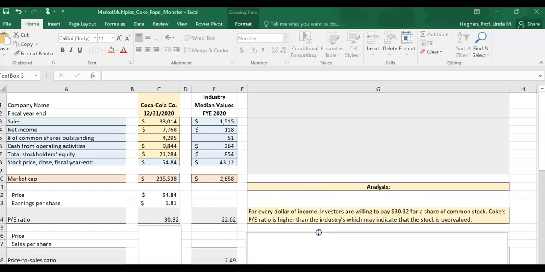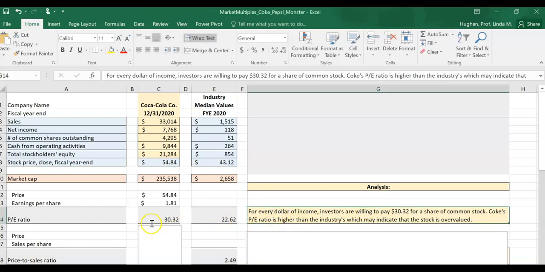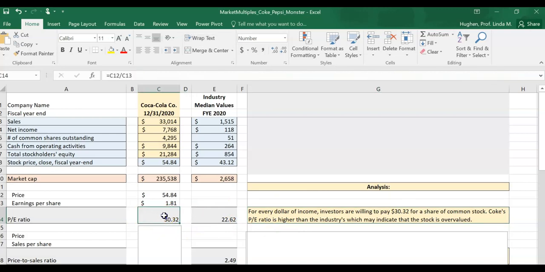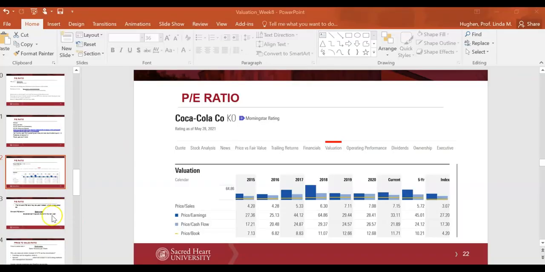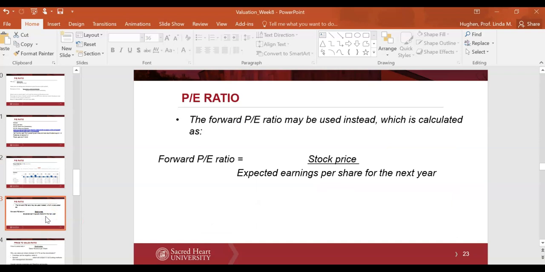And then we can just do a small analysis. So I wrote, for every dollar of income, investors are willing to pay $30.32 for a share of Coca-Cola's common stock. And then I compare that to the industry. So Coke's PE ratio is higher, and that may indicate that the stock is overvalued. Again, sometimes analysts or investors will use the forward PE ratio. They'll look at the stock price today to compare to earnings expected for the future year, but we're just going to stick with our most recent earnings per share.